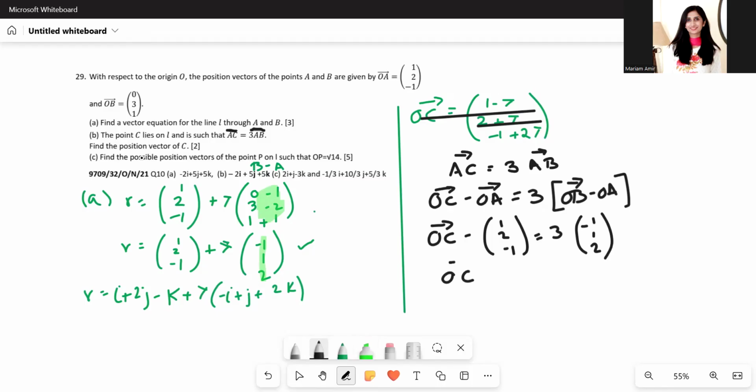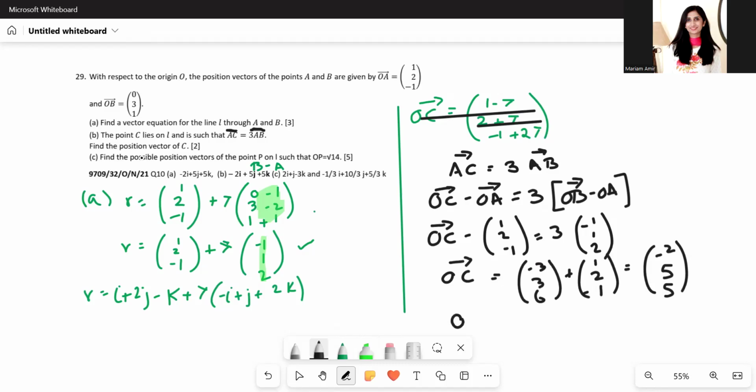So this becomes (-3, 3, 6), and then plus (1, 2, -1), which gives us (-2, 5, 5). Okay, now we write it as a position vector. So we can write OC equals -2i plus 5j plus 5k.